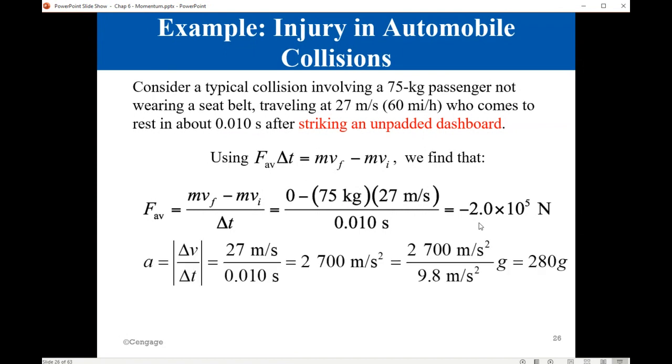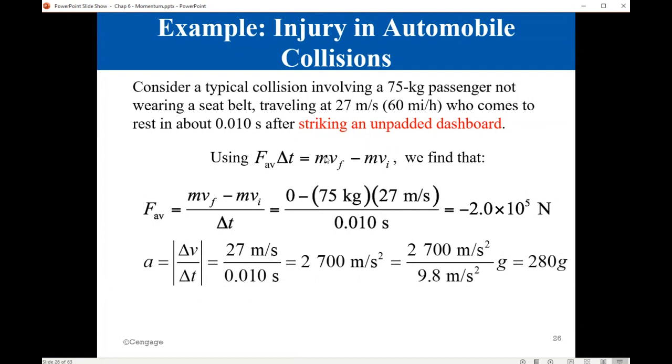We can calculate the acceleration. It is delta V divided by delta T. Delta V is 27, that's the change in the velocity, and delta T is 0.01. So the acceleration is 2700 meter per second squared. Compare that to G, divide by 9.8. So this is 280 Gs. You can tell that this is one of those fatal situations.